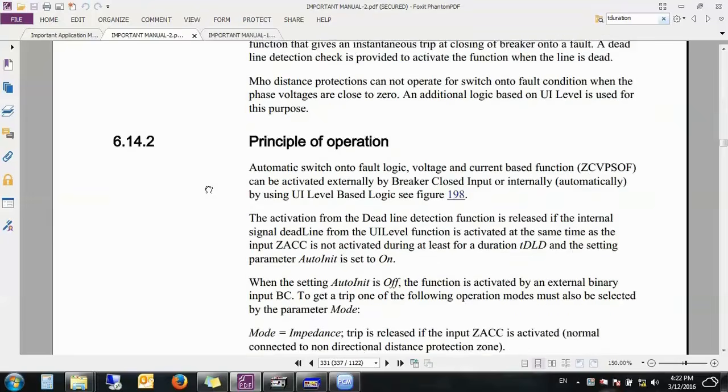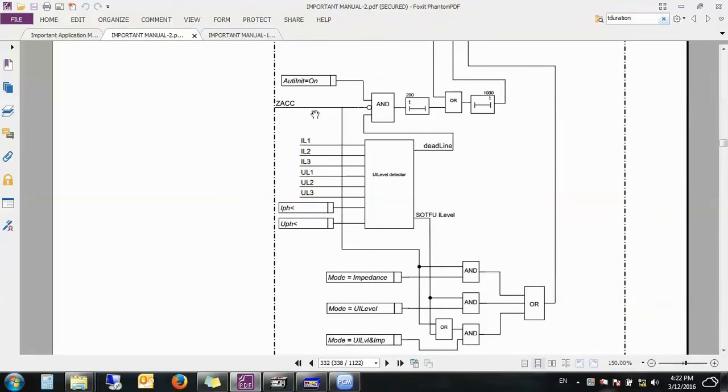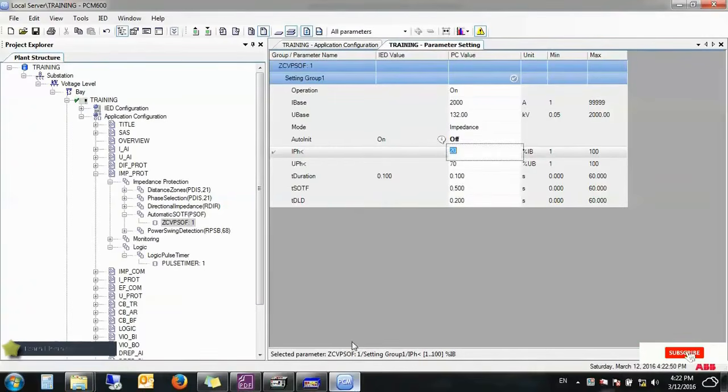Alright, let's see the principle of operation. The principle of operation tells you the activation from the dead line detection function is released if the internal signal for dead line comes from the UI level. Who is this talking about? It's talking about the area where it is located. We need to see the dead line here. So what does this mean? When we come here, the supervisor must tell you that you must see the dead line from the UI level function. At that time, it must see the voltage is less than this value, and the current is greater than this value, so that it can close the breaker.